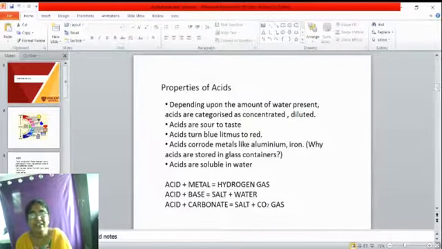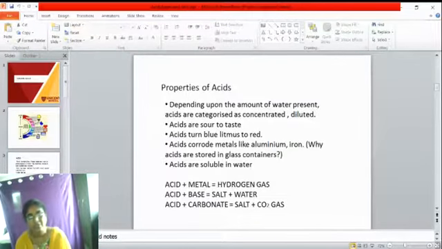Now, when they react with metals, they corrode the metals like aluminium, iron. And this is the main reason why they are not stored in a metal container. Usually, they are stored in a glass container because acids have a property to corrode the metals. So that's the reason they are stored in glass containers. Most of the acids are soluble in water.